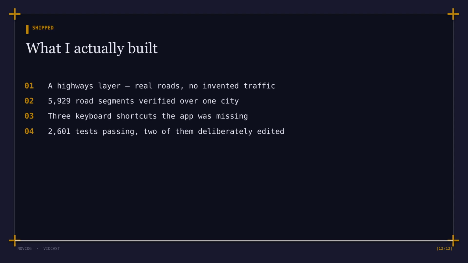What I built in the end was small and specific. The app already fetched road data, but only inside a traffic layer that colors roads by flow. And with no traffic key configured, that flow is simulated. For anyone publishing, a screenshot of invented traffic labeled as traffic is the problem, not the feature. So I wrote a layer that draws major roads only and claims nothing about conditions. 5,929 segments over one city.